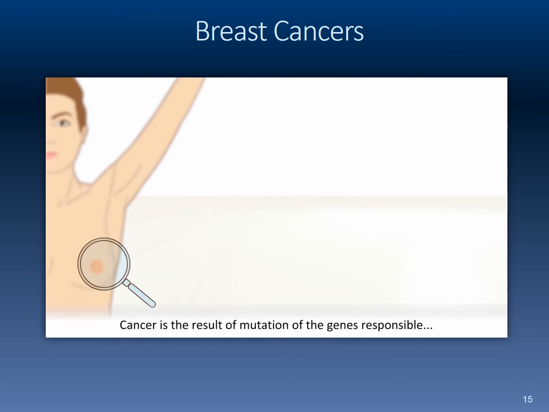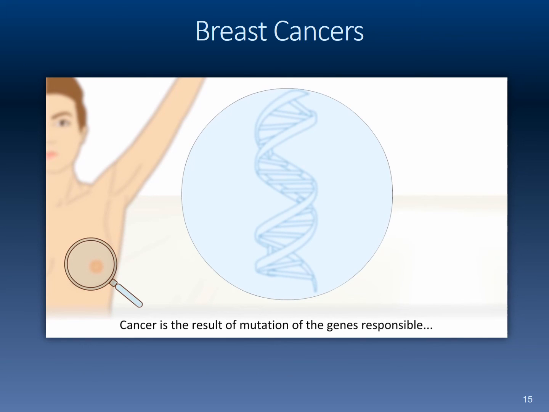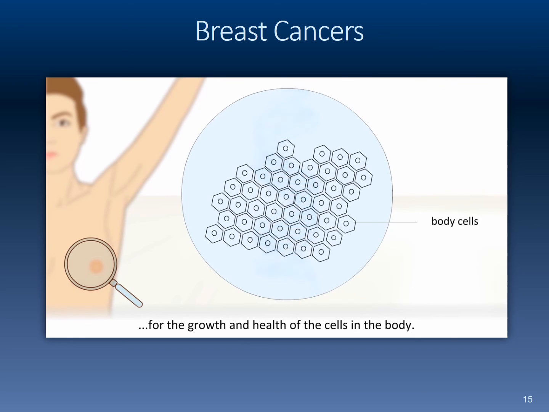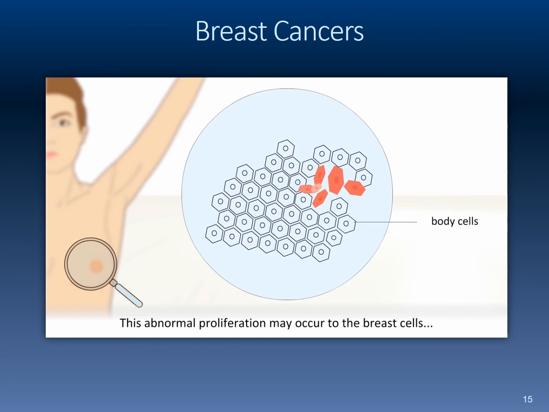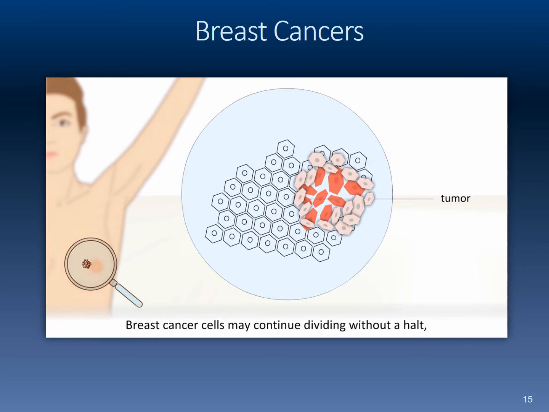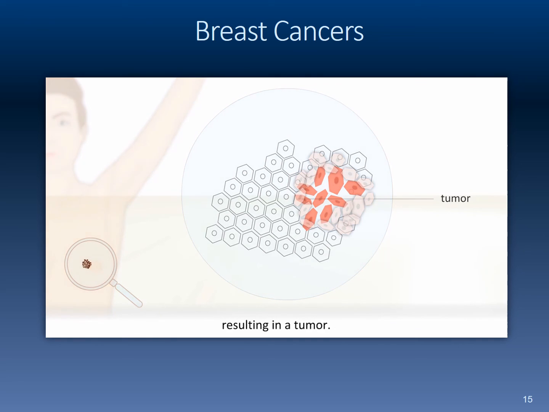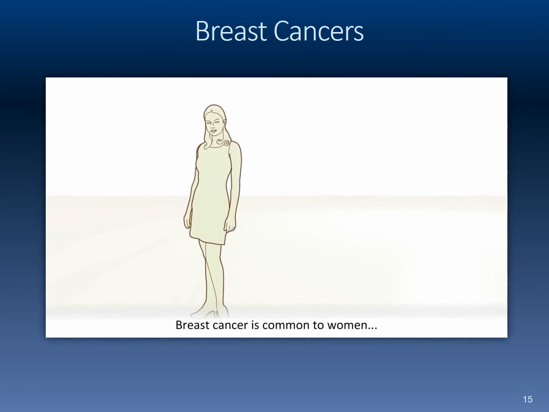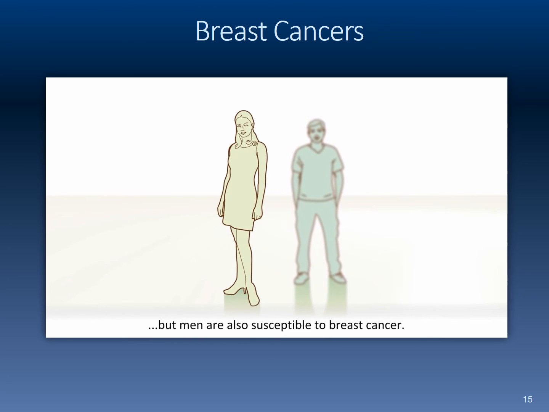Cancer is the result of mutation of the genes responsible for the growth and health of the cells in the body. This abnormal proliferation may occur in the breast cells, which is called breast cancer. Breast cancer cells may continue dividing without a halt, resulting in a tumor. Breast cancer is common in women, but men are also susceptible to breast cancer.